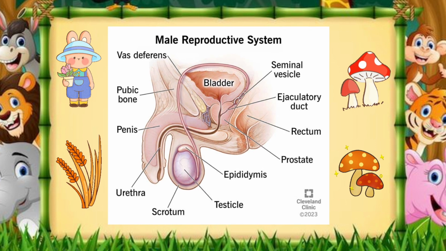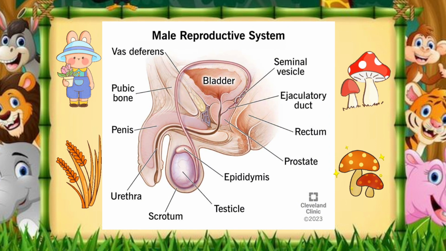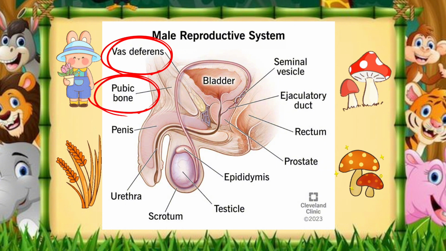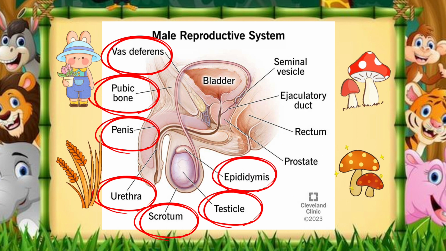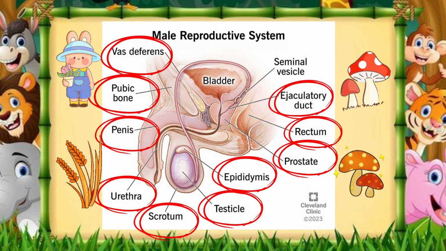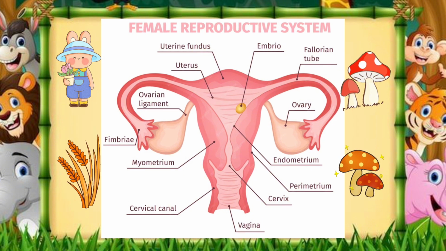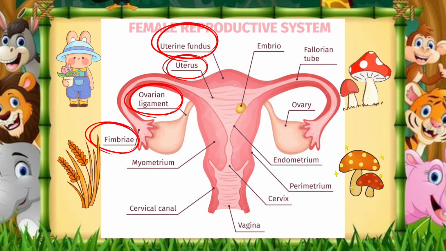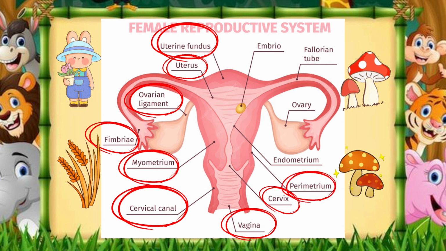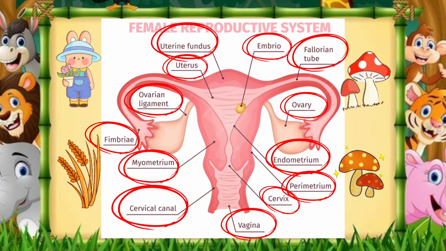This is an example of a human male reproductive system. First we have the vas deferens, pubic bone, penis, urethra, scrotum, testicle, epididymis, prostate, rectum, ejaculatory duct, seminal vesicle, and the bladder. This is an example of a human female reproductive system. We have the uterine fundus, uterus, ovarian ligament, fimbriae, myometrium, cervical canal, vagina, cervix, perimetrium, endometrium, ovary, fallopian tube, and the embryo.